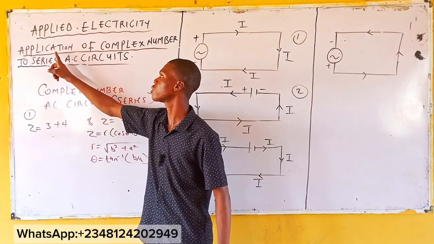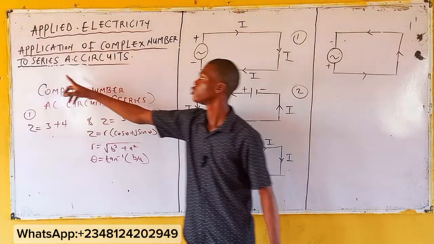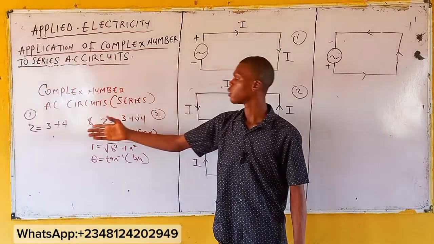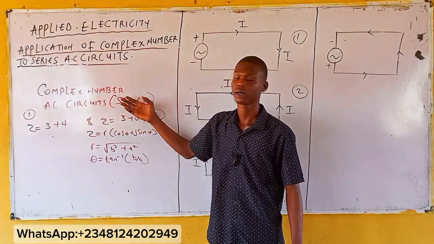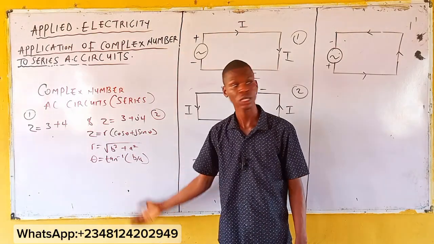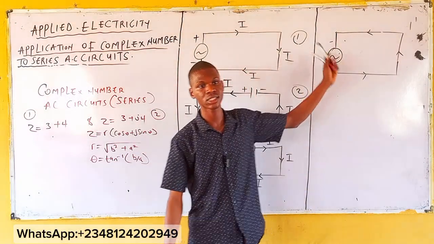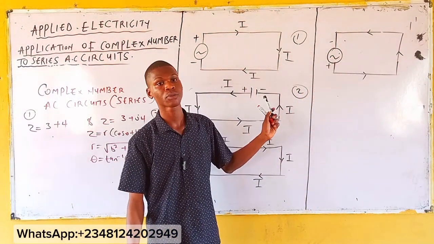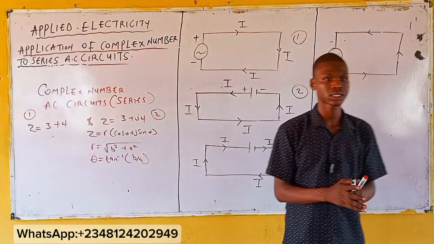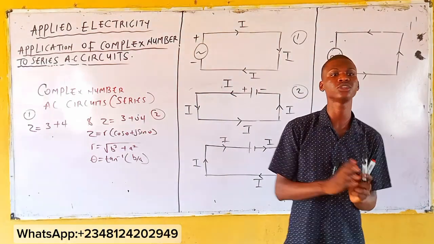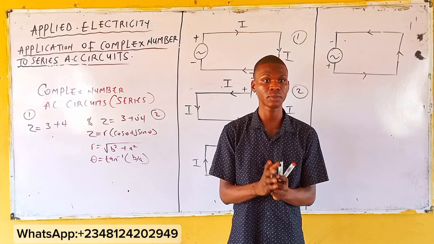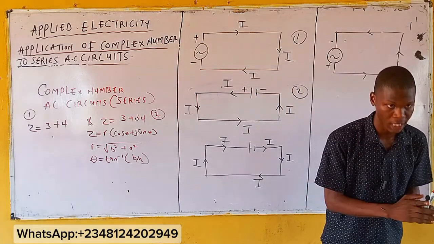Now back to this subtopic. The subtopic is application of complex number to series AC circuit. Then we look at the concept behind complex number. This is what you'll be using, so take note of this. And for your AC and DC, this is what distinguishes between them. Now what are these circuit elements? The circuit elements that you'll be seeing in your DC circuit, and the circuit elements that you'll be seeing in your AC circuit.